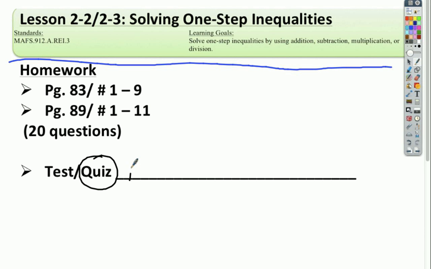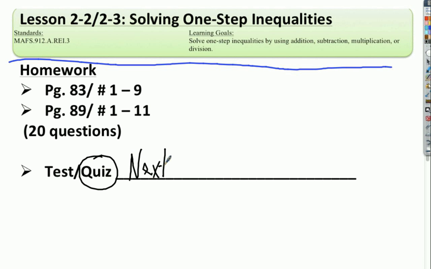We're going to have a quiz next week, and that will be on 2-1 to 2-3, which we just finished today. I'll tell you what day it's on. It won't be on Monday, but it'll be later on in the week.